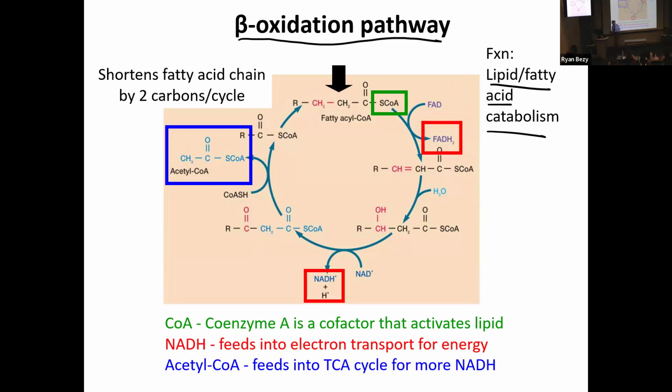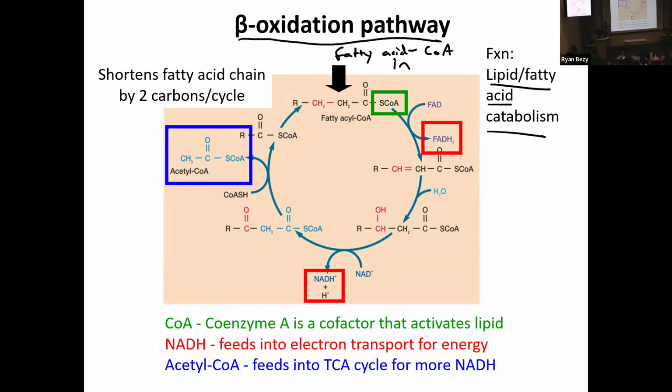So when I say catabolic reactions, remember catabolic reactions are going to break large molecules down into smaller molecules and make energy intermediates. When I say lipid or fatty acid catabolism, it's going to break a fatty acid down into smaller molecules and it generates energy intermediates for the cell. So if I'm just adding those together, in the beta oxidation pathway, what goes in is a fatty acid attached to coenzyme A.